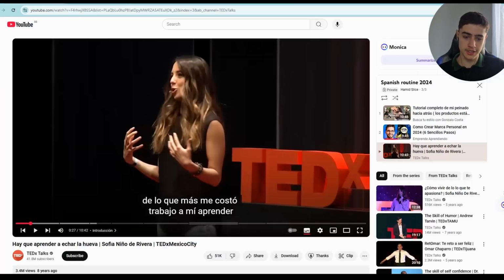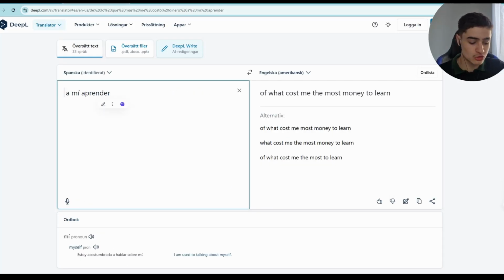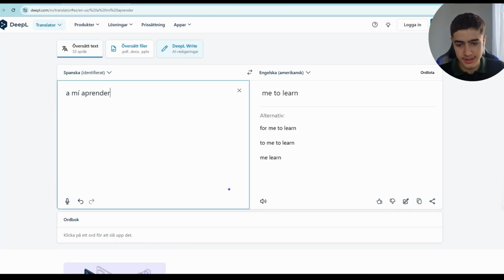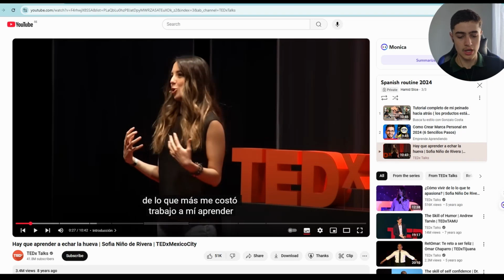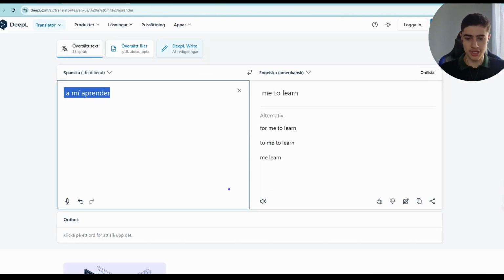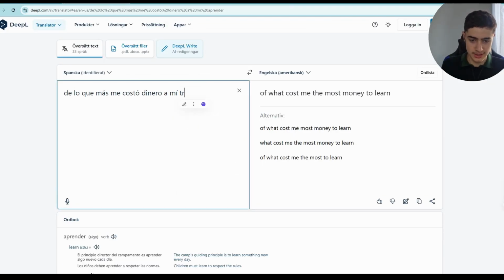In her case, she's saying it cost me the most work. Directly means "to my learning," okay? And in this case, "a" is "to," and "mí" is "my" learn. This can be "my learning." But to say "to my learning" is the same as to say "it took me to learn," right? Essentially rework it. So let's say I want to change this to "a mí trabajar."